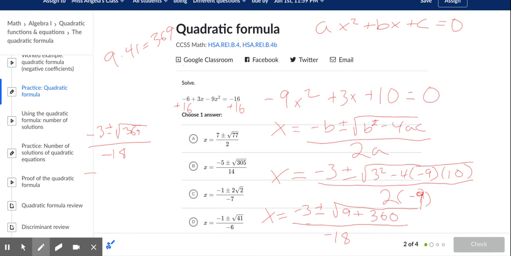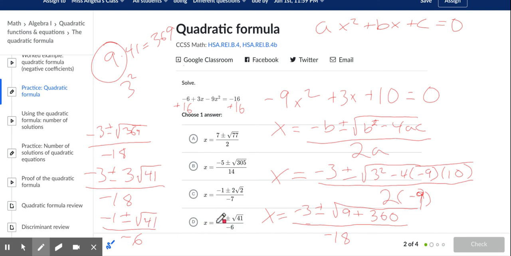And I'm going to use that to simplify. So I have negative 3 plus or minus, 9 is a perfect square. It's 3 squared, right? So I can pull a 3 out of my square root. So 3 square root of 41 over negative 18. Now everything is divisible by 3. Notice that I've got negative 3, 3, negative 18. They're all divisible by 3. So I can divide everything by 3. I get negative 1 plus or minus the square root of 41 over negative 6.